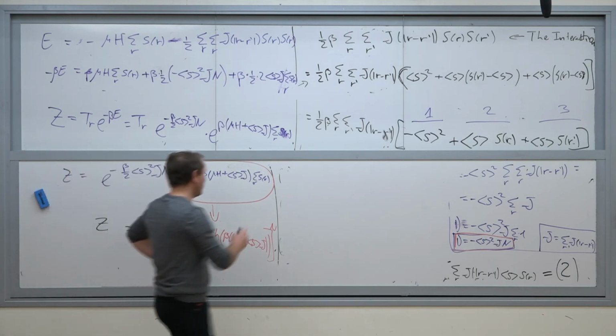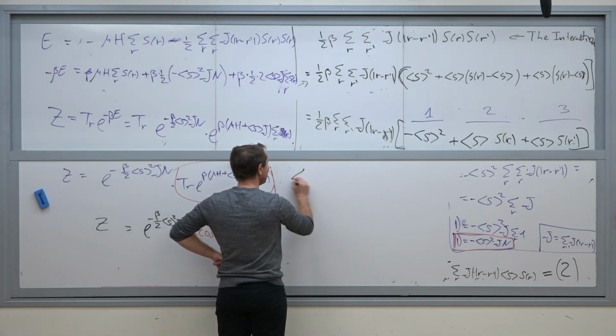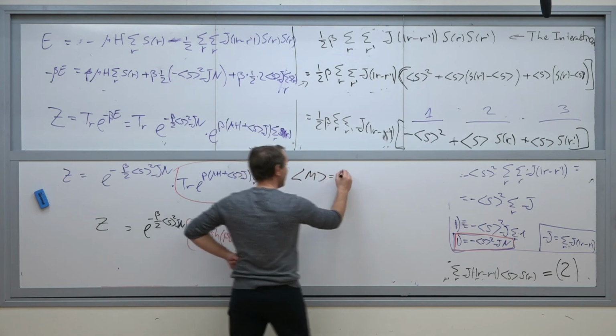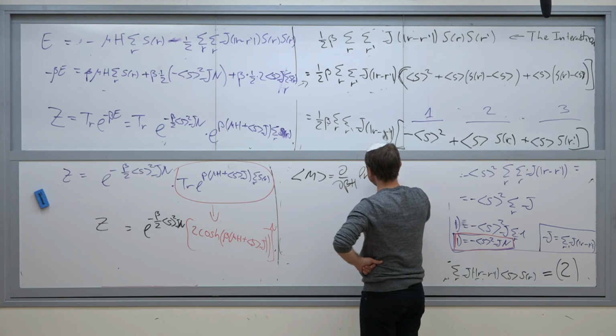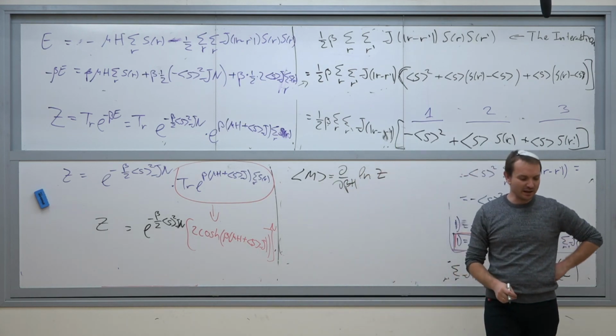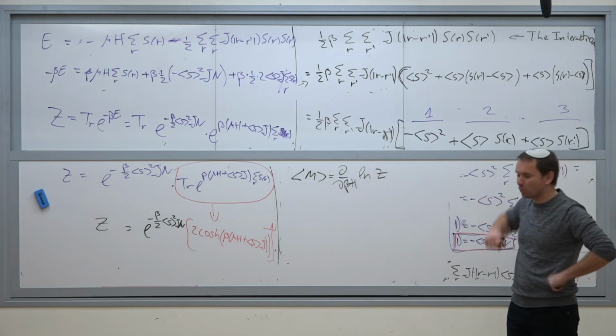Now, what is the average magnetization? It's the same as d/d(beta h) of log of Z. It stays the same. I don't really care what Z is. This formula is always correct.